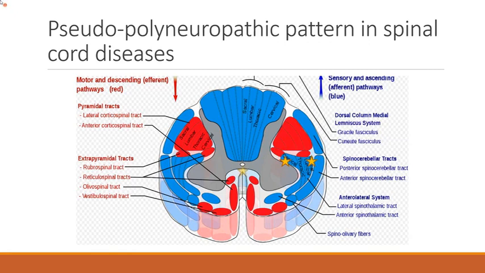While in some cervical spondylotic myelopathies also this pattern can be seen, where upper limb pain and temperature is lost and lower limb posterior column sensation is lost. This is due to the lesion near the anterior commissure. Pseudo polyneuropathic pattern can be observed.